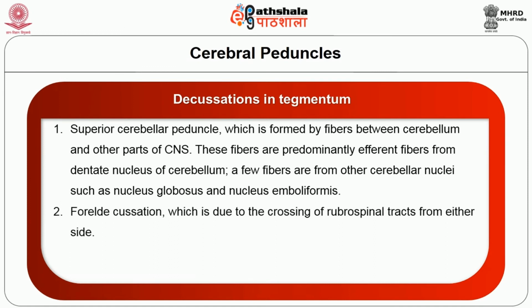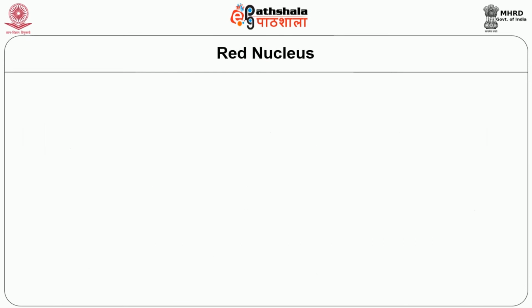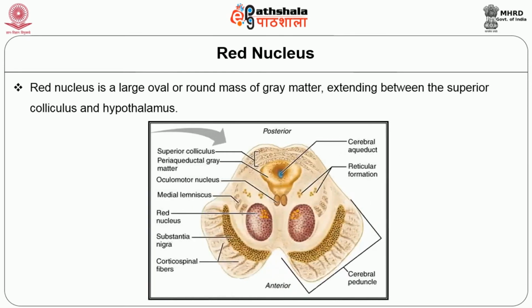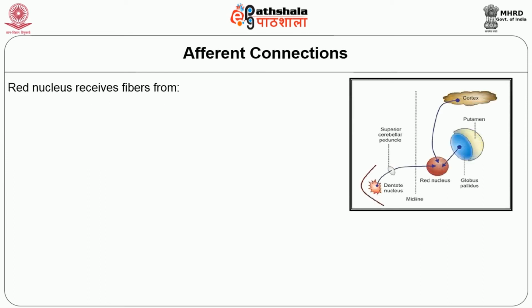Forel's decussation is due to the crossing of rubrospinal tracts from either side, and Meynert's decussation is due to the crossing of medial longitudinal bundle that is formed by efferent fibers of third, fourth and sixth cranial nerves. We are moving on to red nucleus. It is the large oval or round mass of grey matter extending between the superior colliculus and hypothalamus. It has afferent connections and efferent connections, which are given in the figure 3 and 4.